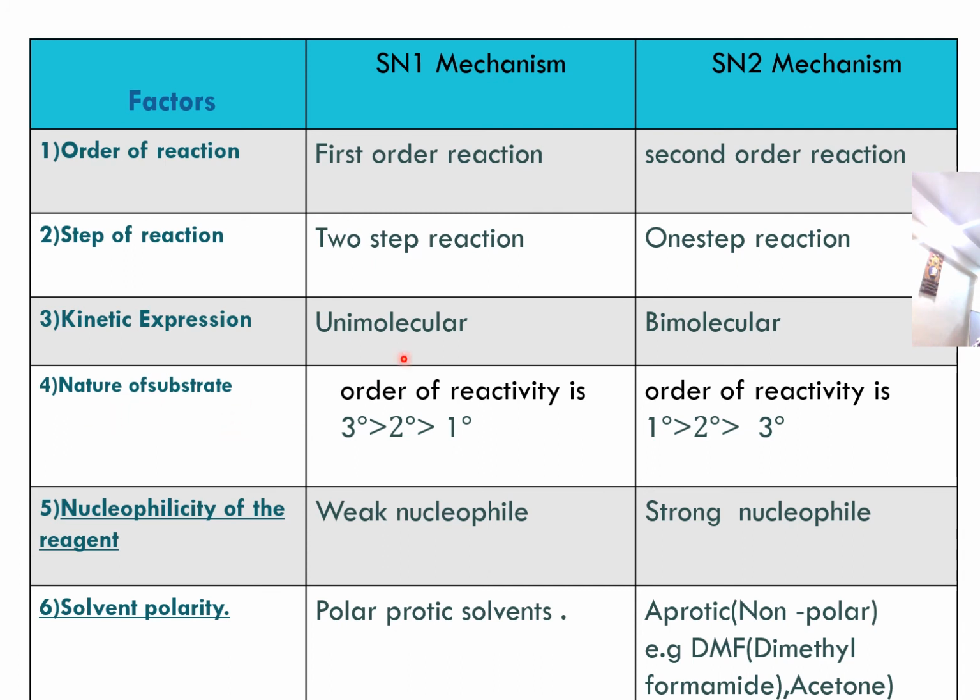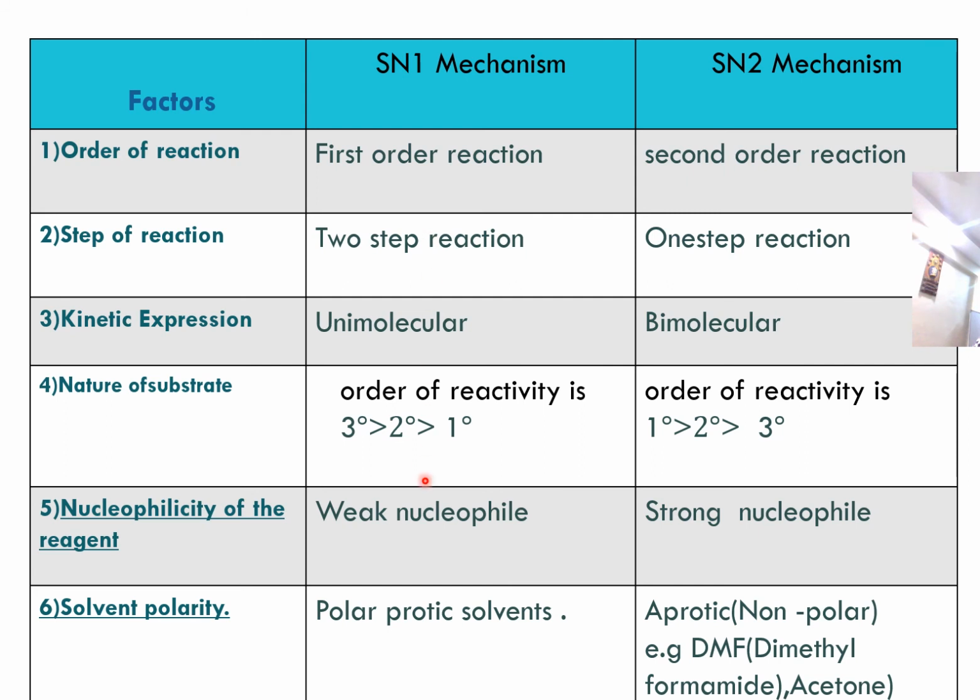Then nature of substrate. For the SN1 mechanism, what will be the order of reactivity? 3 degree, then 2 degree, then 1 degree. So tertiary will favor which one? SN1 mechanism. But the order of reactivity for SN2 is what? 1 degree, 2 degree and 3 degree. That means 1 degree will favor which mechanism? SN2 mechanism.